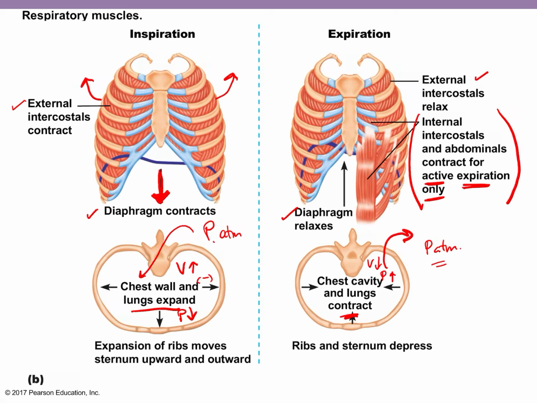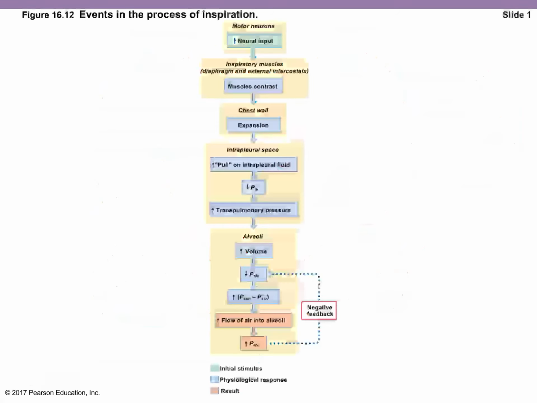Inspiration is more active because you have to contract those muscles. And then expiration, normally, is a very passive process. You just relax the muscles, unless you want an active expiration, in which case you can contract those other muscles.